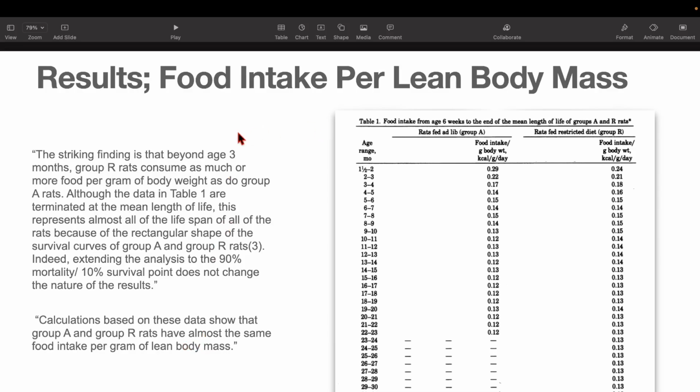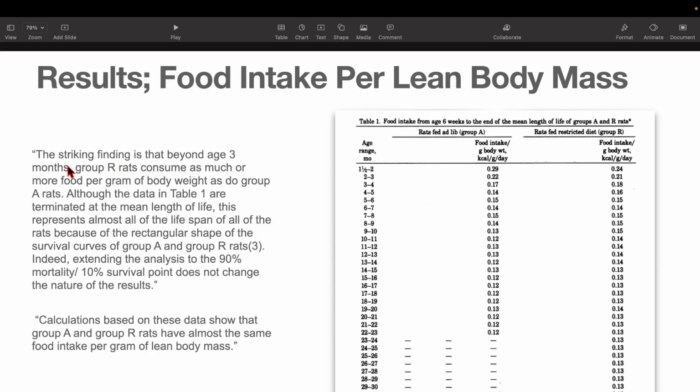Now, what we're going to get into is food intake per lean body mass. And this is where things get really interesting, because what we're going to talk about here is that the rats whose diet were restricted, or calorically restricted, actually ate more food per gram of body weight, or specifically per gram of lean body mass, than the ad libitum fed rats.